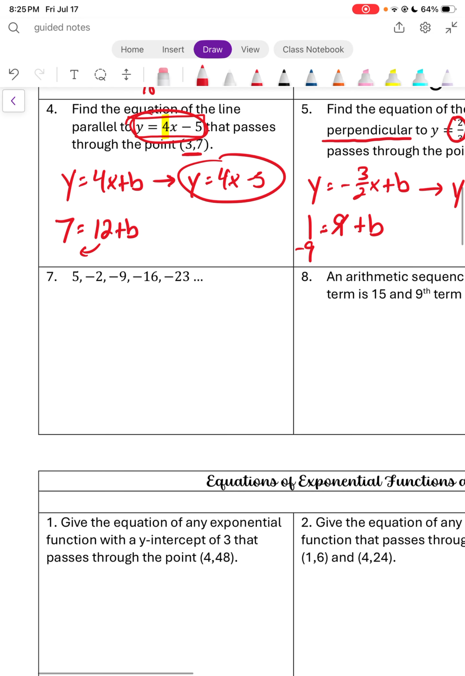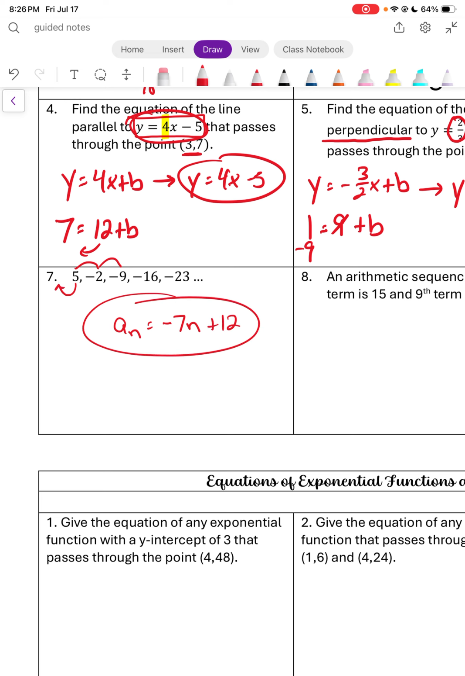So again, your common difference, notice that you're going down 7 each time. So I'm going to go ahead and write a_n since we're dealing with an arithmetic sequence instead of a line, even though it is linear. So I'm going down 7 each time. If I were to go up 7, the term before this would be 12. So therefore, there's your equation. The fourth term, I guess we could do: negative 7 times 4 is negative 28, plus 12 gives you negative 16.